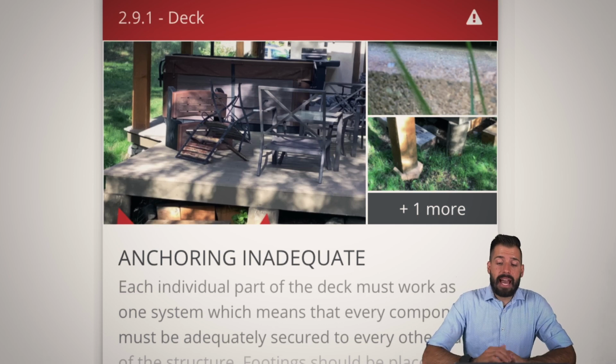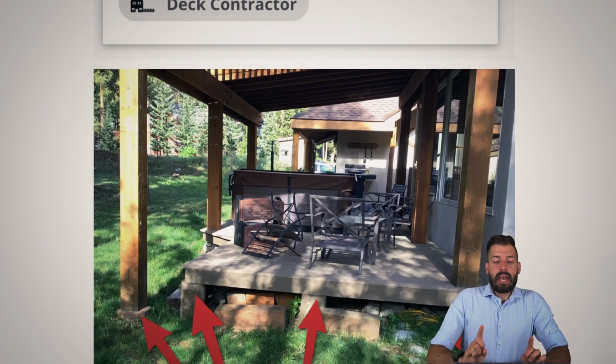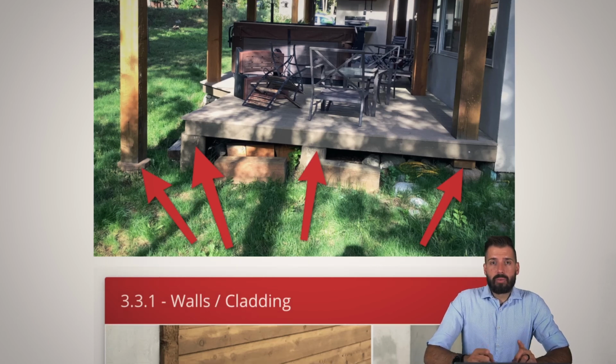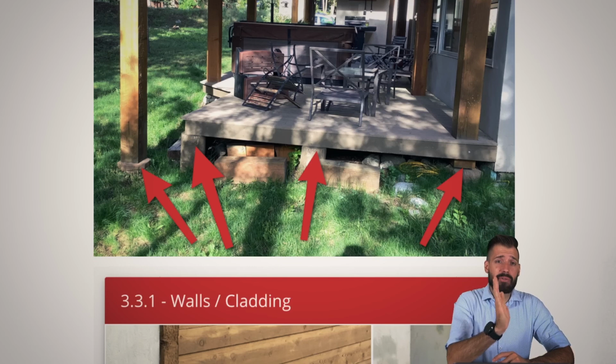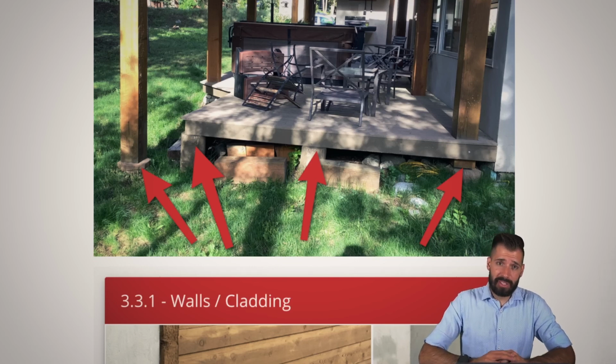So, anchoring inadequate. This particular property here, nothing was properly secured. We had just logs that were used for support for this deck. We had really big timbers in support of the deck, and they were on just pavers. And whenever you kick the vertical posts, they moved. And whenever a vertical post moves, that's not good. You definitely don't want that to be the case.